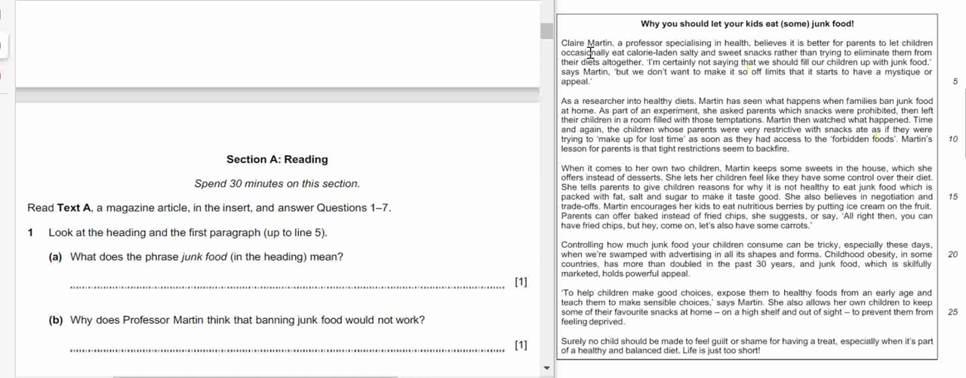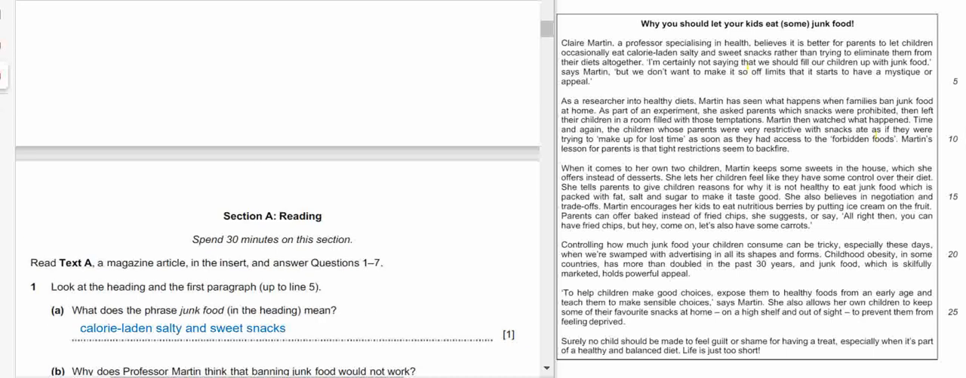Line 5 is the end of the first paragraph. 10, 9, 8, 7, 6, 4, 3, 2, 1. Let's reveal the answer. It means a calorie-laden, salty, and sweet snack.